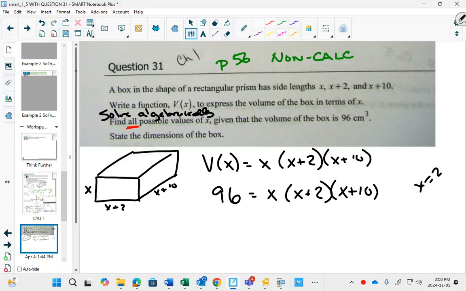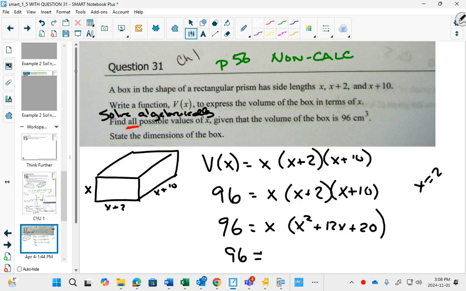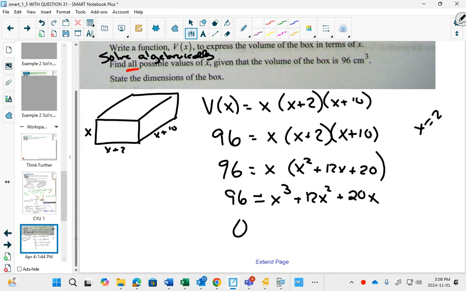So we actually have to multiply this out first. I'm going to choose to multiply these together and get x squared plus 12x plus 20. And then distribute your x and get 96 equals x cubed plus 12x squared plus 20x. And then we can move our 96 over to make one side equal to 0.